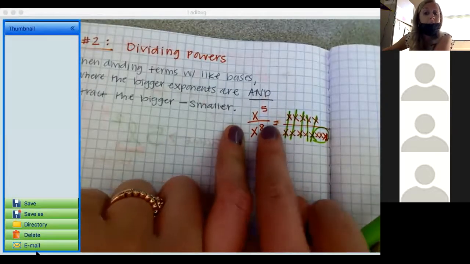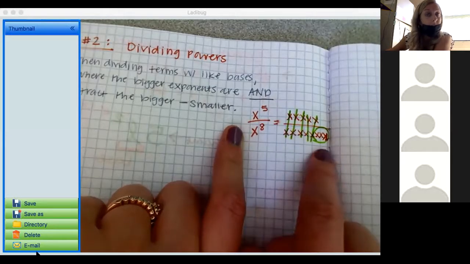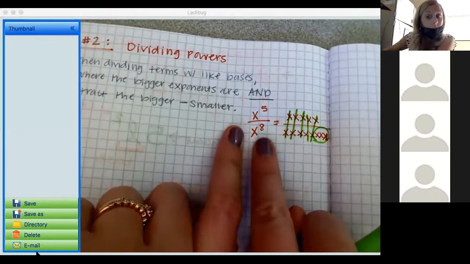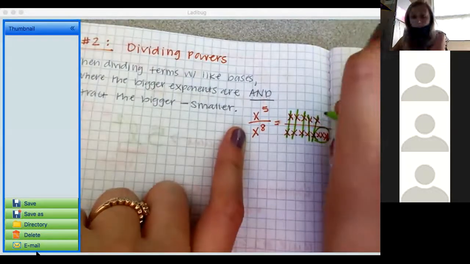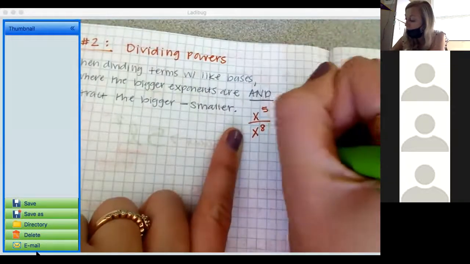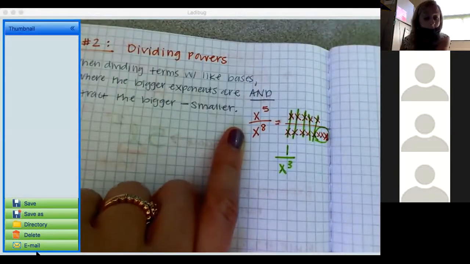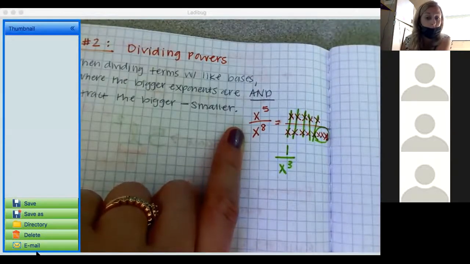So if you do 8 minus 5, do y'all agree we get 3? But they go where there were more. Does everybody understand that? So you would write this: there's nothing left in the top, it's an understood 1, and then you have 3 X's left in the bottom, 1 over X cubed. That's how you would write that. So it's like a fraction because the top cancels out.